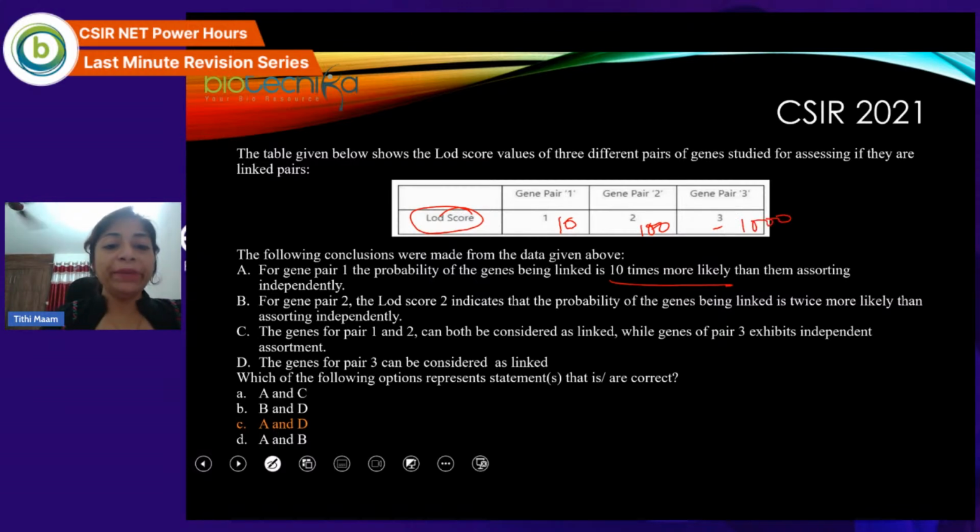So statement B, which says that this means it is twice more likely, is wrong. Statement C says that gene pair 1 and 2 can be considered linked. That is wrong because a LOD score of 3 is the significant value. So a LOD score of 3 or more shows enough evidence for linkage. If it is negative, then it says independent assortment. So the statement that gene pair 3, where LOD score is 3, exhibits independent assortment is wrong. In fact, gene pair 3 exhibits linkage. So statements A and D are the answer.